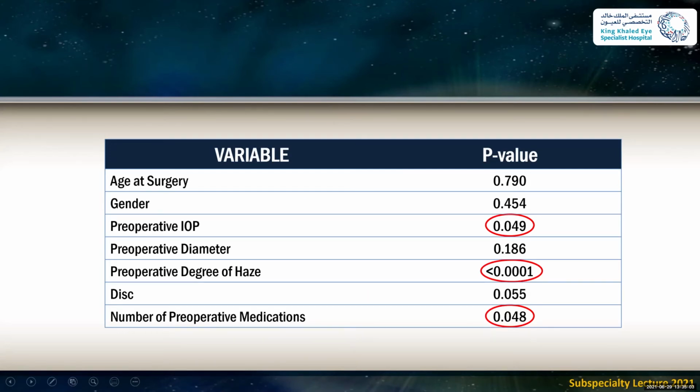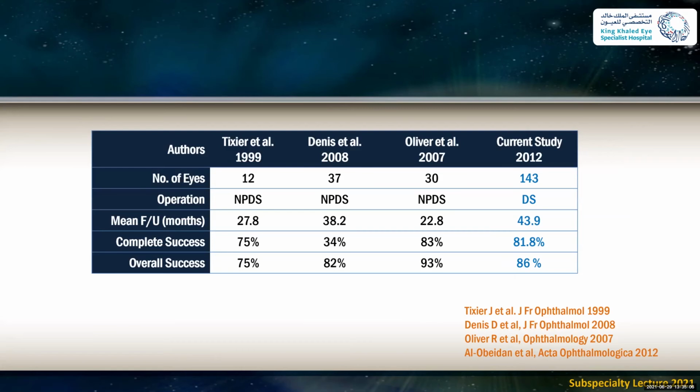And when we compare it to the studies dealing with deep sclerectomy in adult eyes, we can find one from Denmark by Oliver, where he did 30 cases and we did 143. You can look here, the overall success rate and even the complete success rate is comparable. Different pathology, different hands, but still with the procedure you can predict that the outcome will be very good.